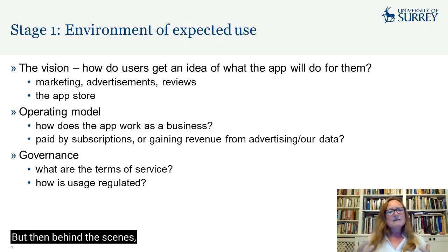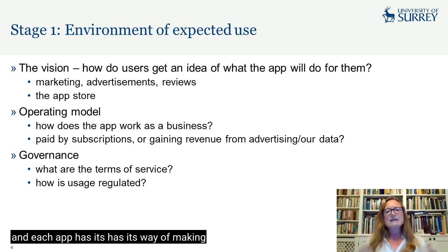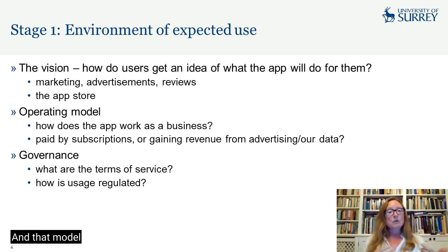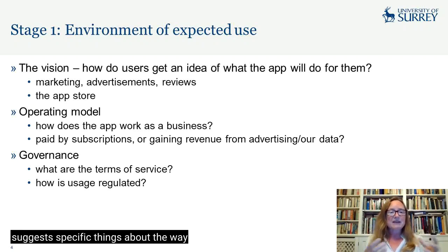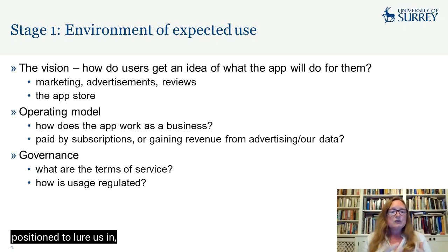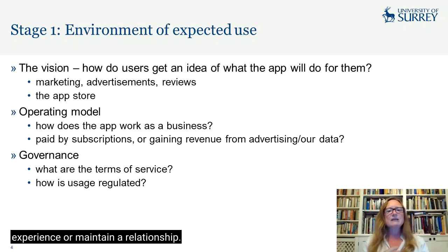But then behind the scenes, there's the operating model, the way that the app works as a business. And each app has its way of making money. And that might be through subscriptions where we actually pay to use an app or where we make in-app purchases. And that model suggests specific things about the way that the app is, first of all, positioned to lure us in, but also then following up from that, how it is trying to keep us paying our subscriptions, keep us on board, maintain the experience or maintain a relationship.